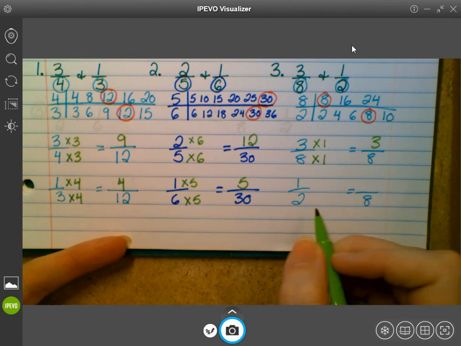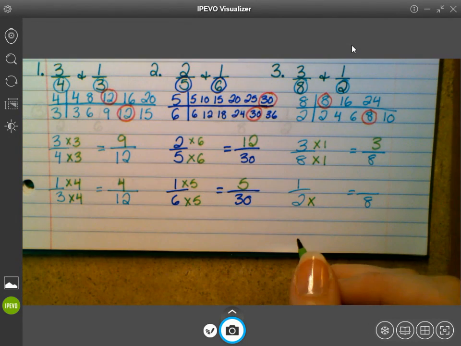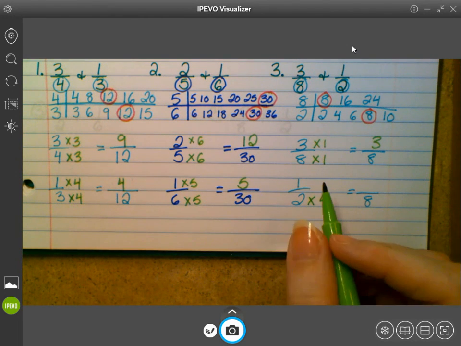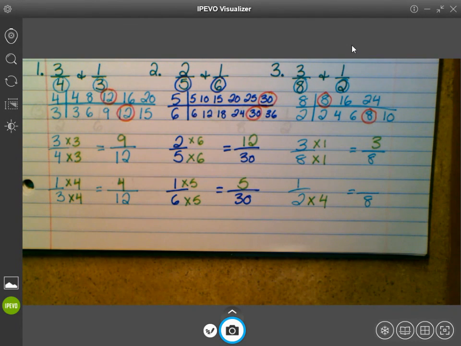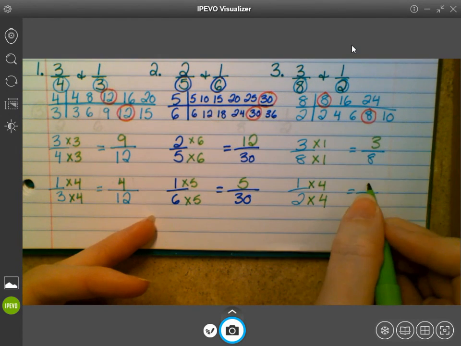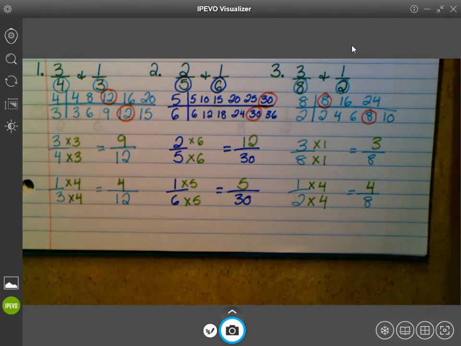Then we have 1/2. 2 times what gets me 8, 5th grade? Show me on your hand. 4. 2 times 4 gets me 8. Whatever I do to the denominator, I have to do to the numerator. 1 times 4 is 4. So 3/8 and 4/8.